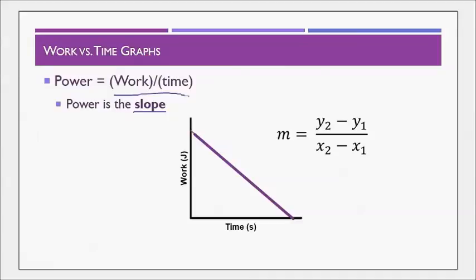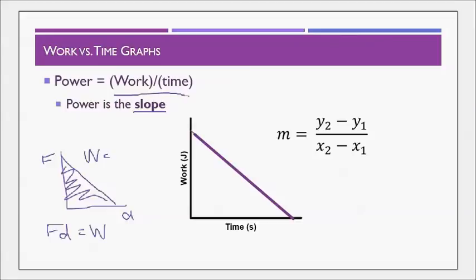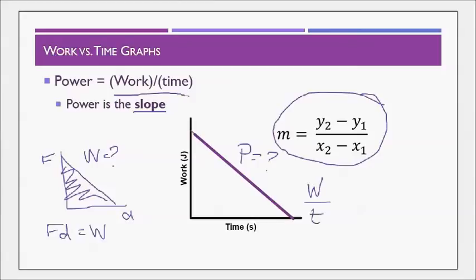When we had force and distance, we were finding the area because our equation was force times distance equals work. When we were trying to figure out what work is, if we're trying to figure out what power is from this graph, we need to divide, which means really we need to find the slope. Because if we have work divided by time on this graph, we're dividing the y-axis by the x-axis. So we're finding the slope.